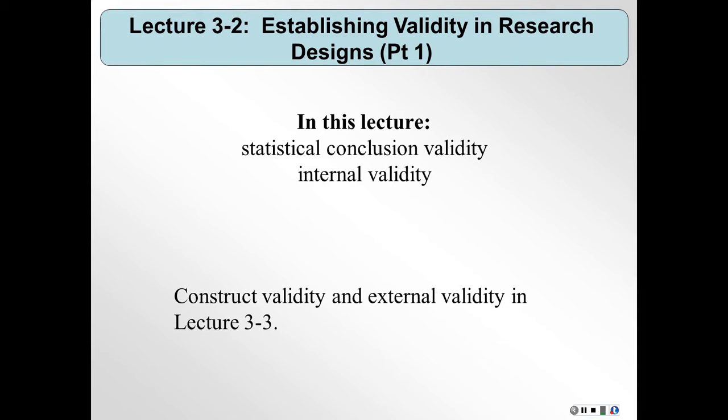Welcome to Lecture 3-2, Establishing Validity in Research Designs. This is the first part of a lecture on this topic. I've divided it into two parts. In this lecture, we will talk about statistical conclusion validity and internal validity. Construct validity and external validity will be discussed in Lecture 3-3. So those are the four major types of validity in quantitative research.